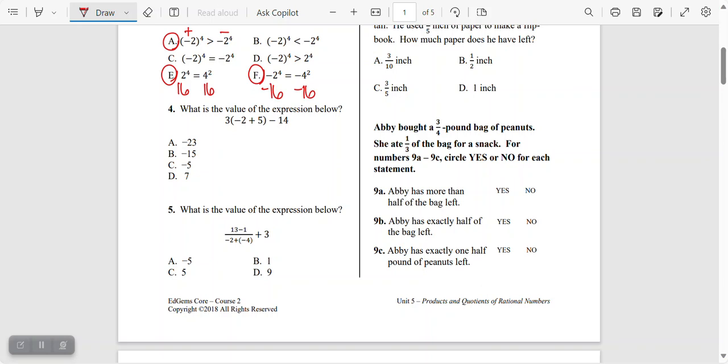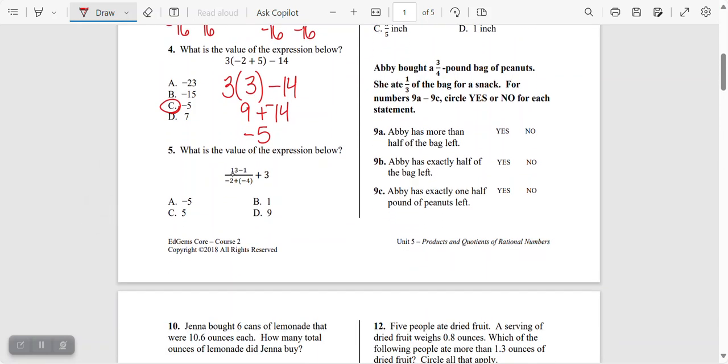Number 4, what's the value of the expression? So this is following order of operations. We're going to work on the inside of that parentheses first. Negative 2 plus 5 is positive 3. Then we do multiplication before we do subtraction, and now we're going to add the opposite. So 14 minus 9 is 5, and our answer takes the sign of the bigger number, so we get negative 5.